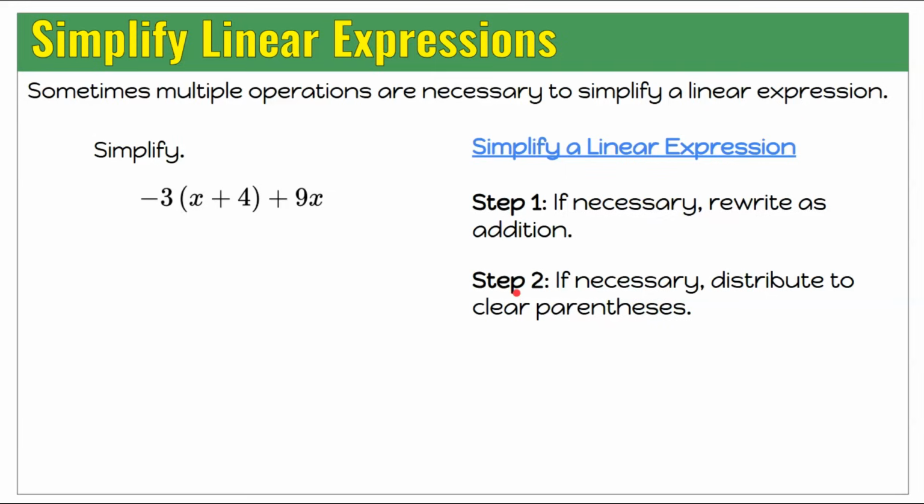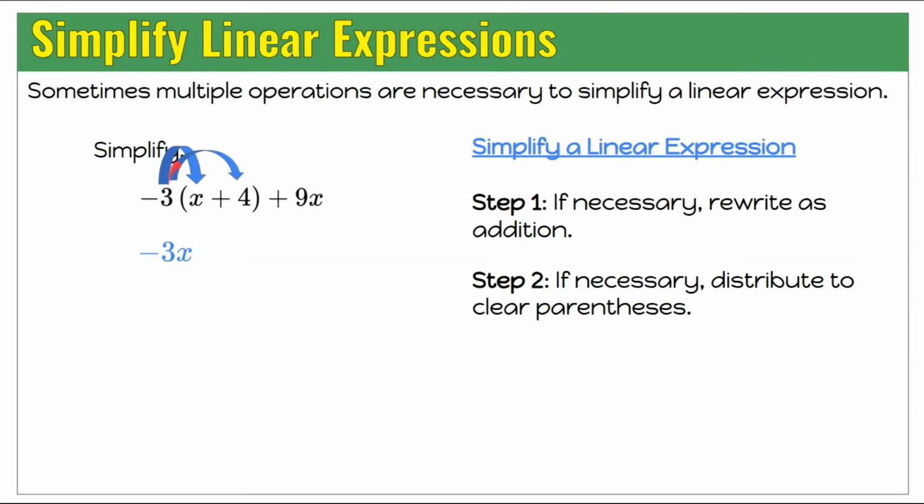So when we think about order, the first thing we want to do is clear the parentheses, and to do that, we're going to distribute. So just like you use order of operations for numerical expressions, we're going to clear parentheses here first as well. So we're going to take -3 and multiply it by x, and that gives us -3x.